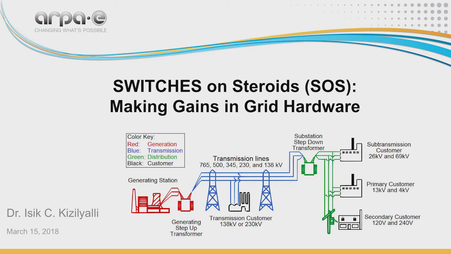So I'd like to talk about switches on steroids, making gains, and grid hardware. All critical infrastructures, water, food, transportation, communications, finance, our economy are ultimately dependent on a functioning electrical grid. The proposed program will seek solutions to harden the grid components against threats, as well as hasten the recovery in case of significant damage. For example, a National Academy study estimates that it would take more than $1 trillion to fully harden the grid against electromagnetic pulse events.